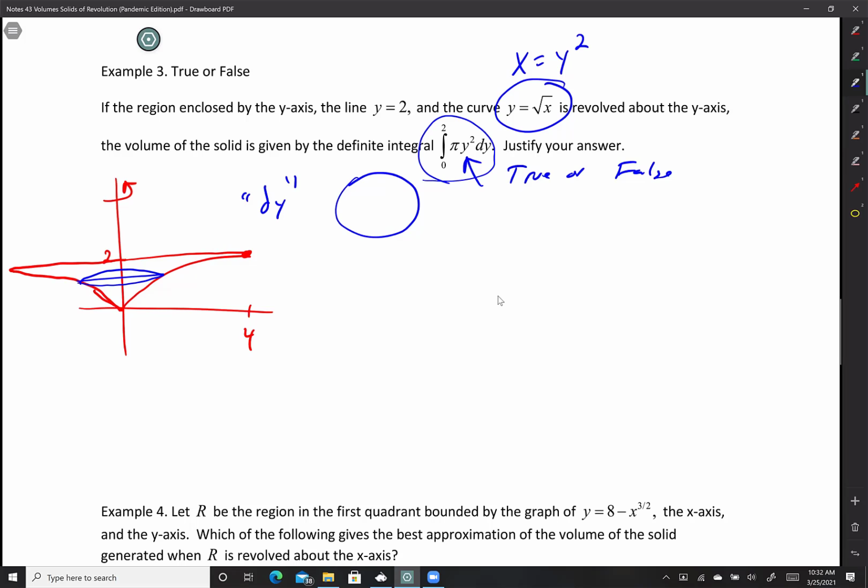Area. So I'm going to put volume equals, I like to put the pi on the outside, integral. Now, these are all dy's. So the y value down here is a 0. And the y value up here, the highest point, is a 2. So far it's correct.